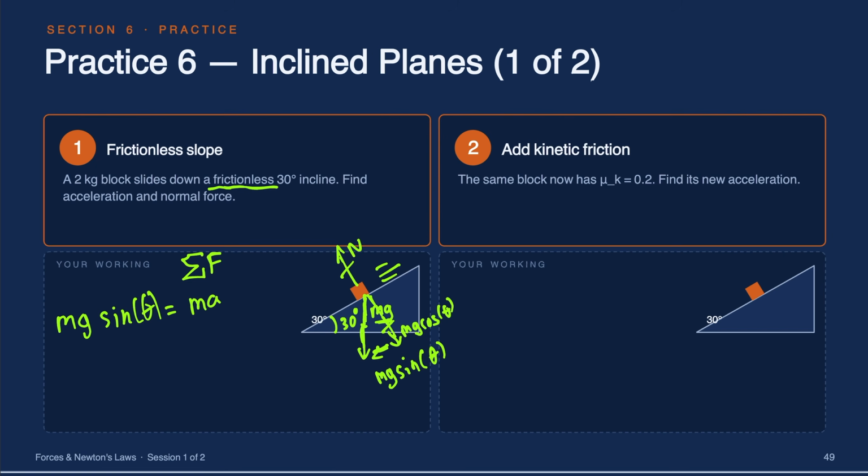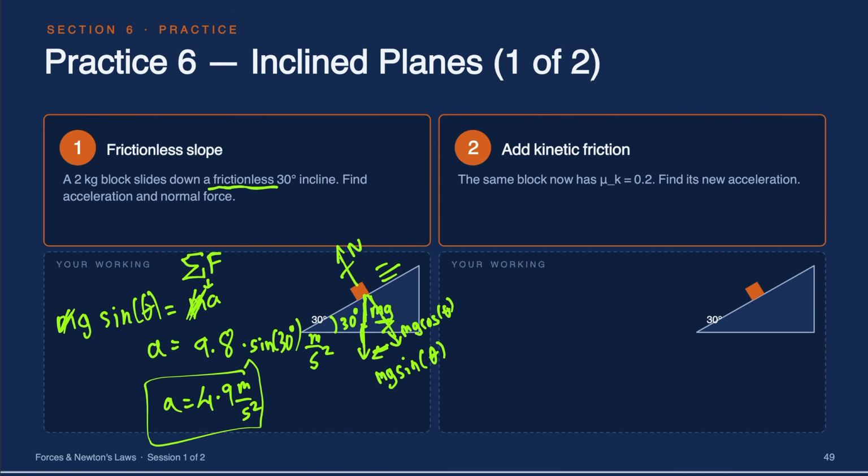Net force is equal to ma. The m's can divide on both sides. And acceleration is equal to 9.8 times sine of 30 degrees meter per second squared, or 4.9 meter per second squared. Okay.